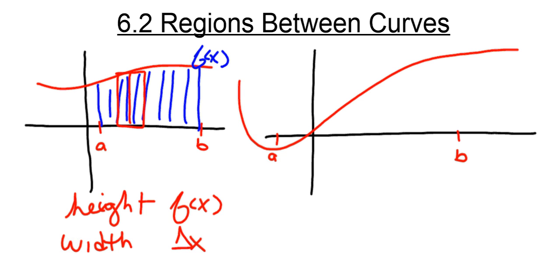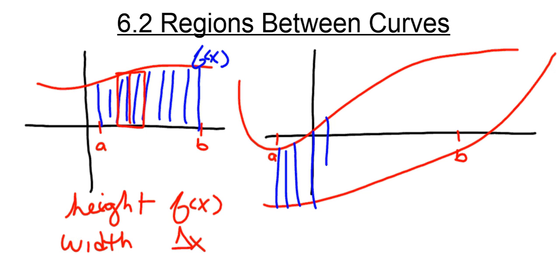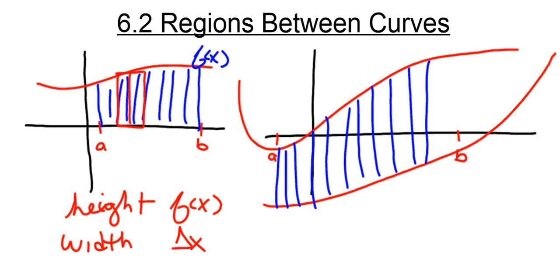But the question becomes, what if now in this second picture, I have two functions, and maybe it's like this. And I want to know what is the area from A to B, but between the two curves. So it's not just between one curve and the x-axis, it's between two distinct curves. And how do I go ahead and start doing this?